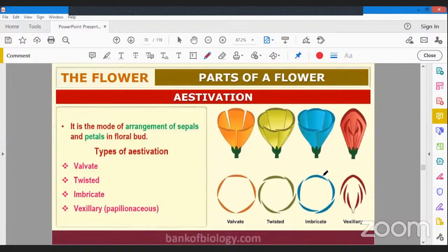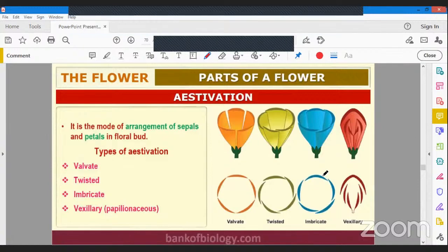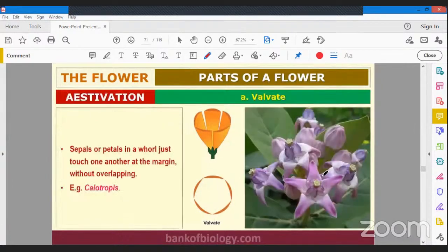Estivation. There are different types of estivation. Have a look, students. Take it down. Valvate, twisted, imbricate, and vexillary. Take it down, students. So let's go to the next part.